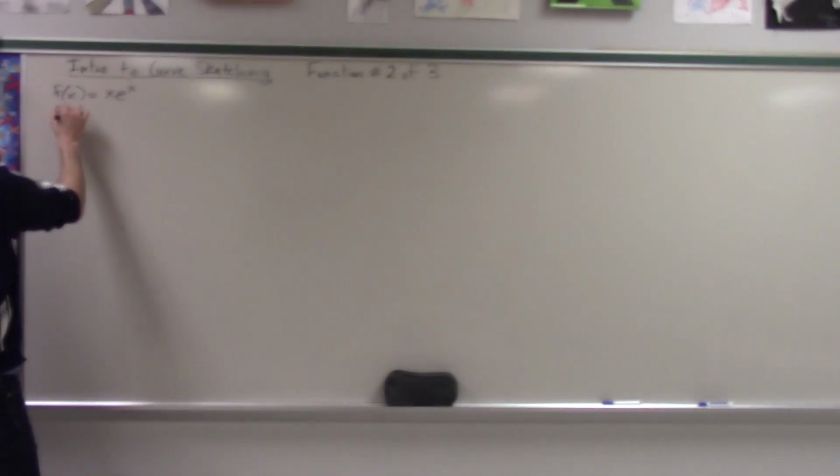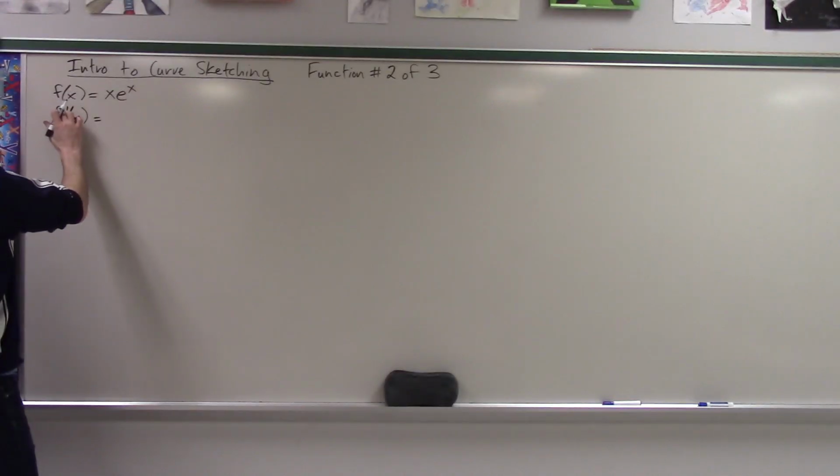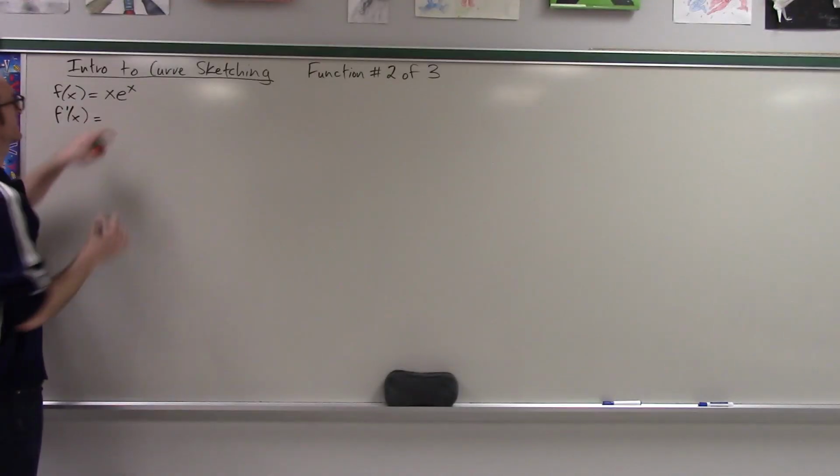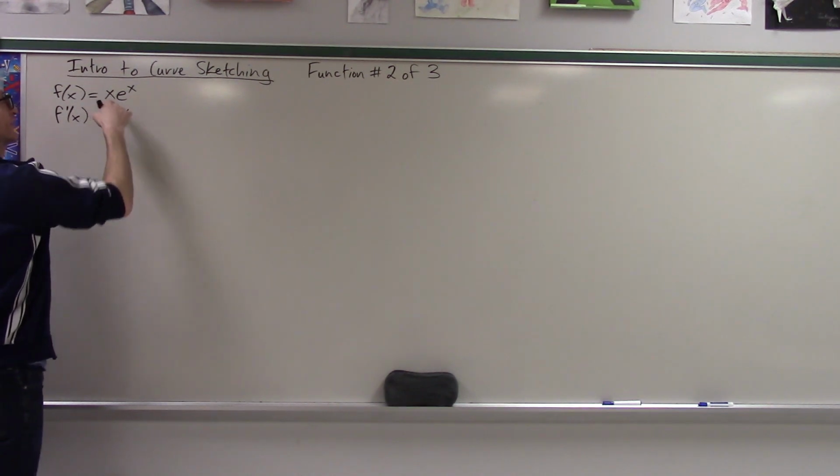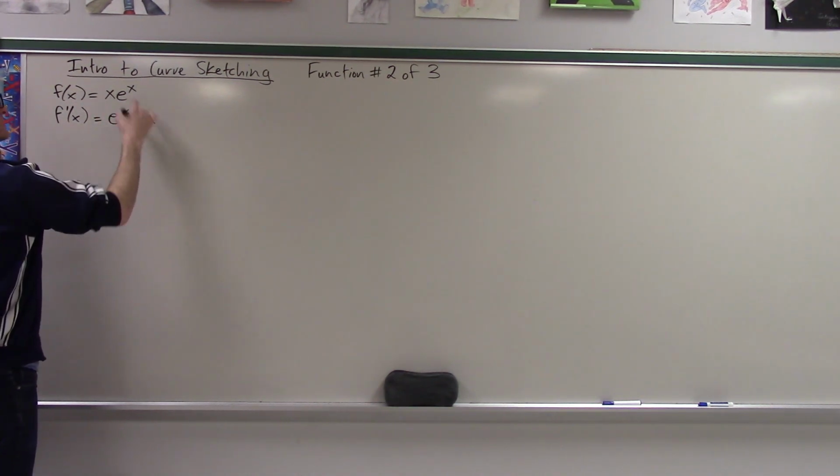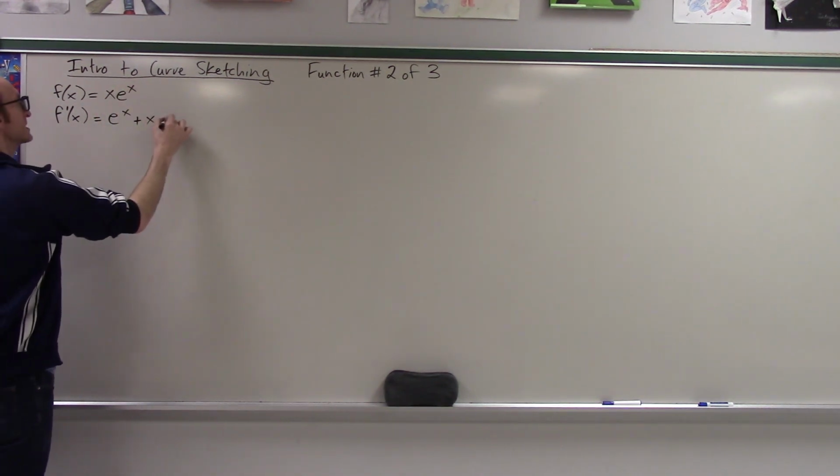We're back. Another function, x e to the x. Let's make a graph. Alright, jumping right in, I will take the derivative and I'll do that using the product rule. So derivative of the first times the second plus the first times the derivative of e to the x, which is e to the x.